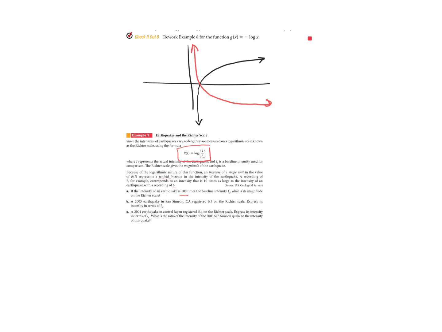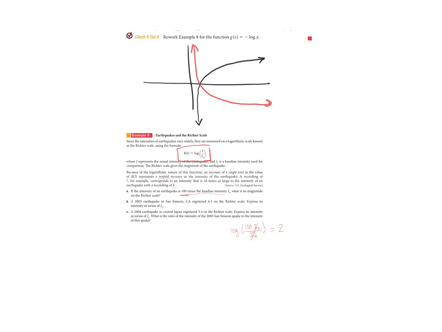If the intensity of an earthquake is 100 times the baseline intensity, what is the magnitude on the Richter scale? All right. So if this is 100 times more, the log would be of 100 times the intensity, so it would be log of 100 over 1, and it would measure 2 on the Richter scale.